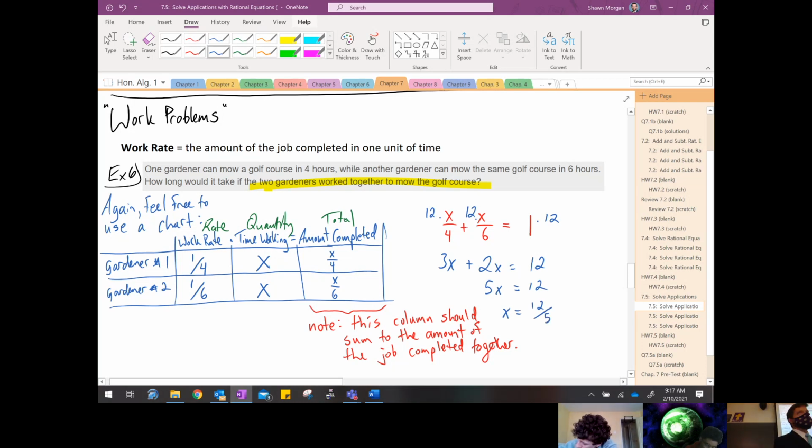Now, it would not make sense for me to say, hey, Justin, it took these guys 12 fifths of an hour to mow the golf course. I should probably go ahead and say 2 hours and 24 minutes. That would make more sense. So 2 hours and 24 minutes is a more easily understood way of expressing time than saying 12 fifths of an hour. How did I do 2 hours and 24 minutes so quickly in my head?